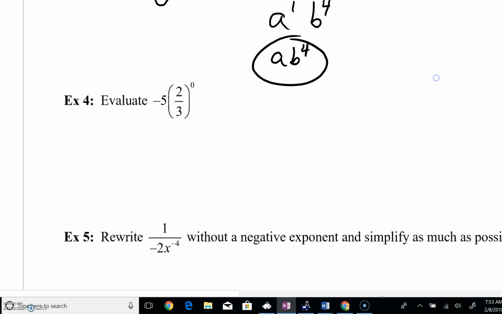Finally, as we get to these last problems, first of all, anything raised to the 0 power, what did we say it was again? A 1. This is really negative 5 times 1. Your answer is negative 5. Raise anything to the 0 power, you just get a 1.